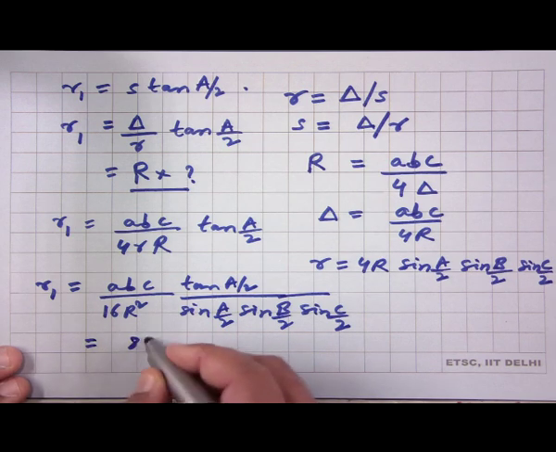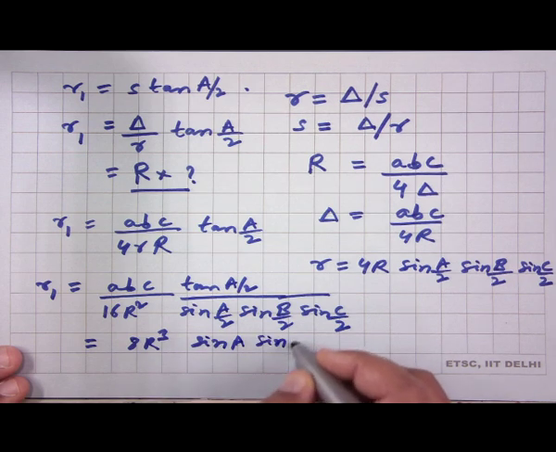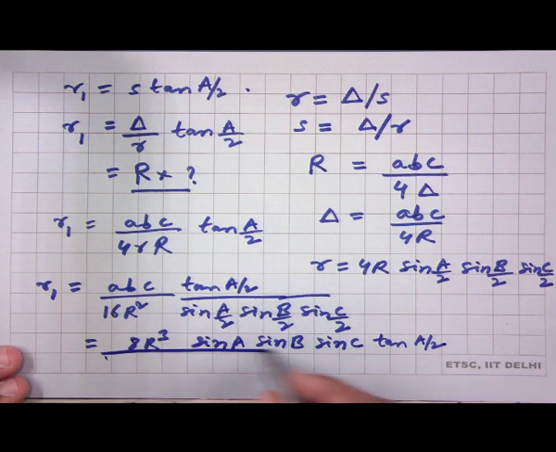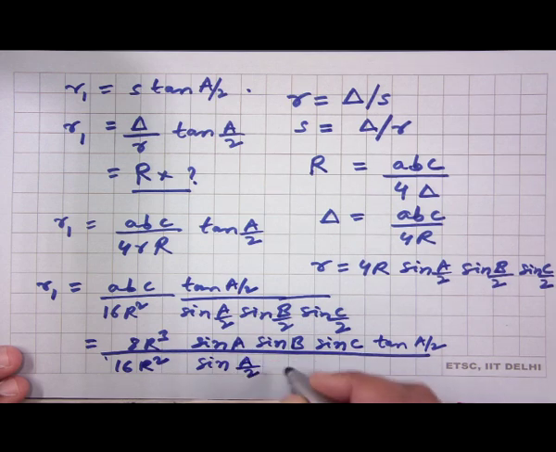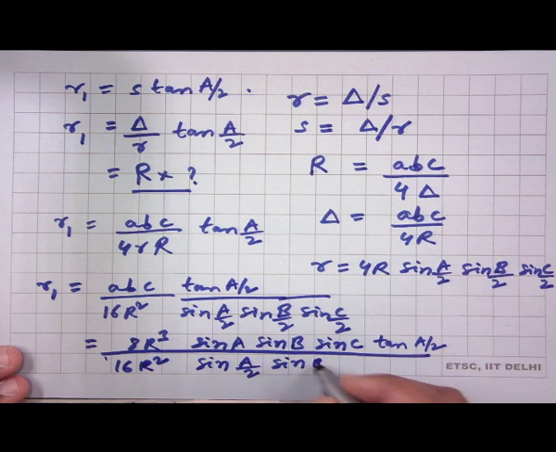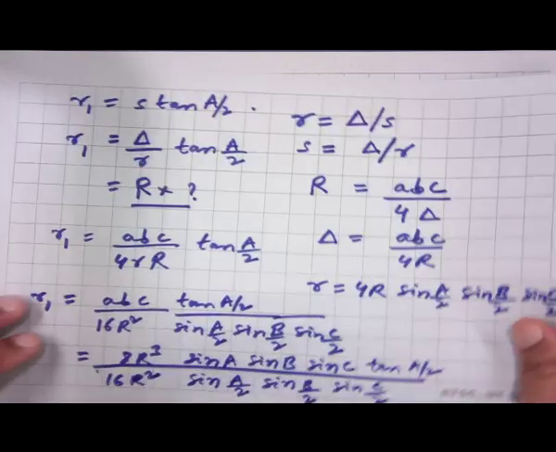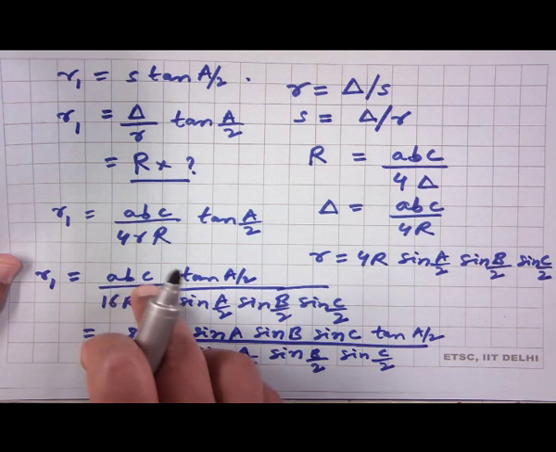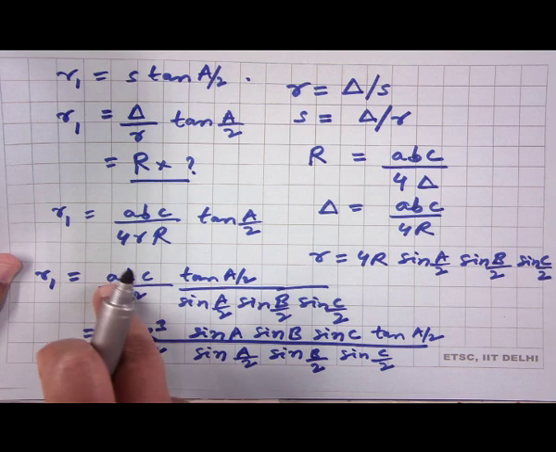8R cube times sine A, sine B, sine C into tan A by 2 divided by 16R square times sine A by 2, sine B by 2 into sine C by 2. So, upon simplification, that gives us R1 equals. So, now we get R in the numerator, and that only happened because we got R cube here after we replaced all of these a, b and c by the product of the circumradius times 2 times the sine of the corresponding angle.